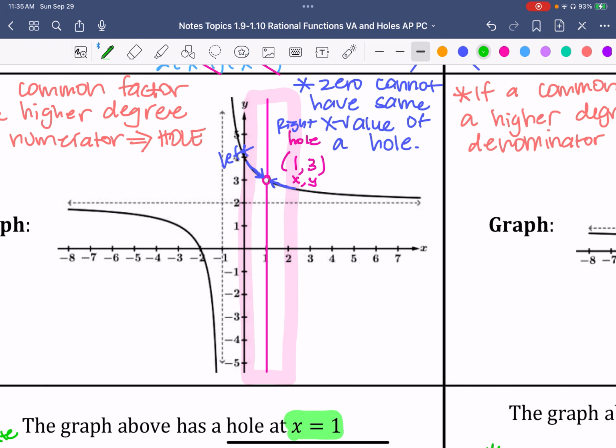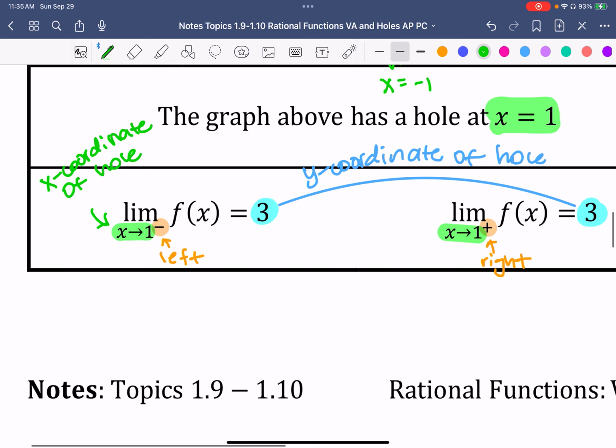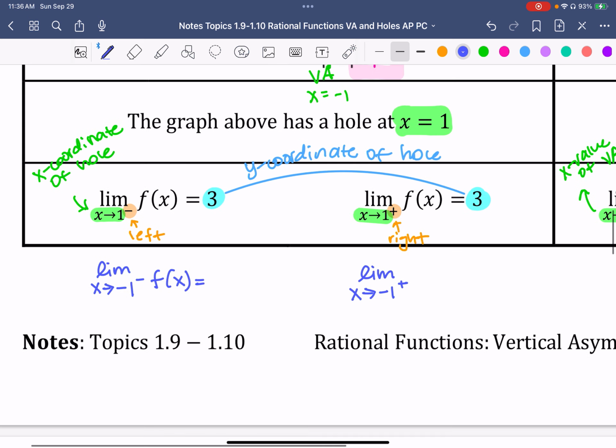I have a vertical asymptote at x equals -1. I'm going to annotate that, VA at x equals -1. Now, I can write limit statements for this one as well. I can say the limit as x approaches -1 from the left, f of x equals, and the limit as x approaches -1 from the right, f of x equals.